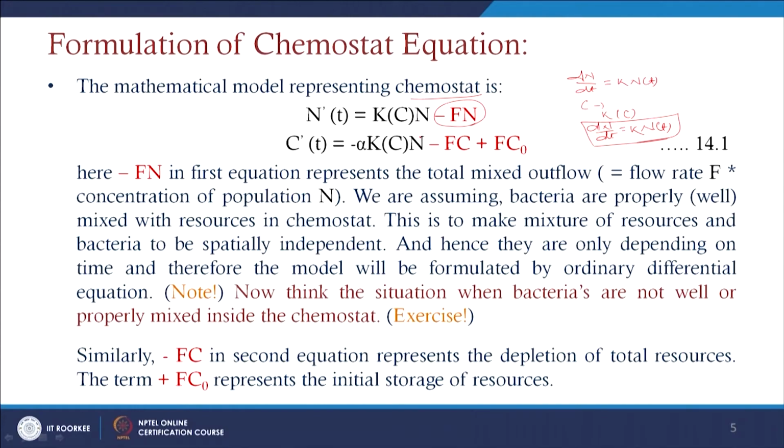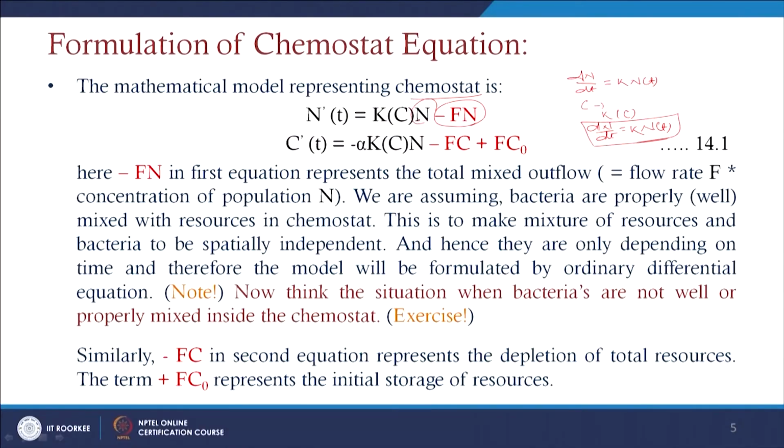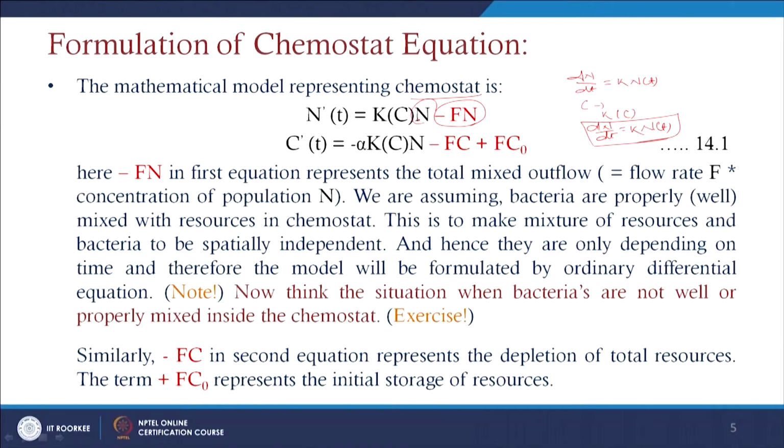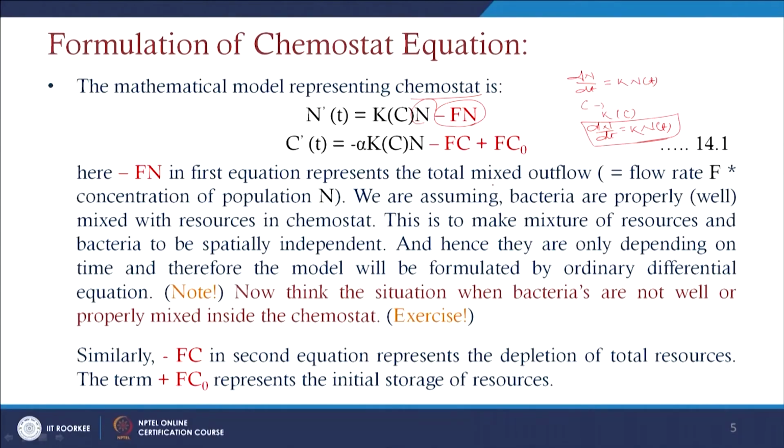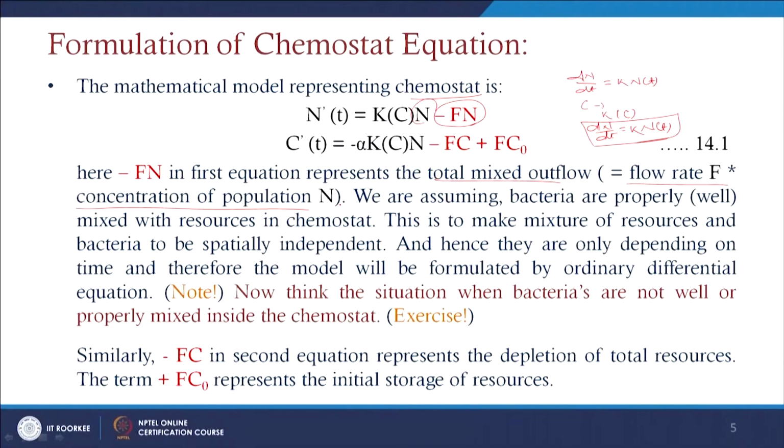This means that inside a container with a given volume, the change of population with respect to time depends on the total population size N multiplied by a proportionality constant, and on the outflow that is also occurring. Outflow means the flow carrying the nutrients can also take some of the population out of the system. That is why we write the total mixed outflow as flow rate F into the population concentration N. Maybe some dead cells or some active cells are removed with the flow, and we are assuming that the bacteria are well mixed with the resources in the chemostat.